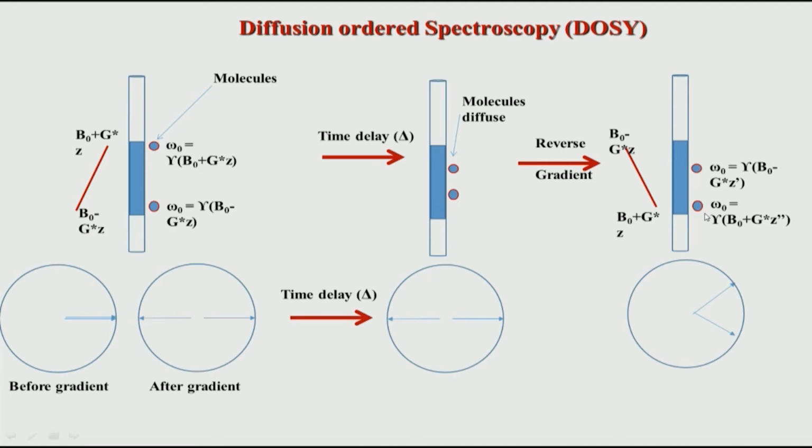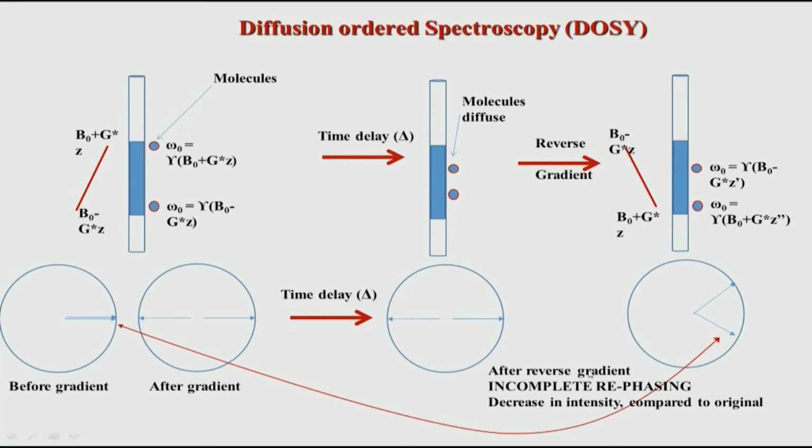Because of this, when you do the undoing by reverse gradient, it does not bring them back in phase because they are no longer at the same position. So, this phase which was here perfect together is not together now. So, what is the consequence of this? The consequence is there is incomplete rephasing, and that means a decrease in the intensity of the signal compared to the original signal.